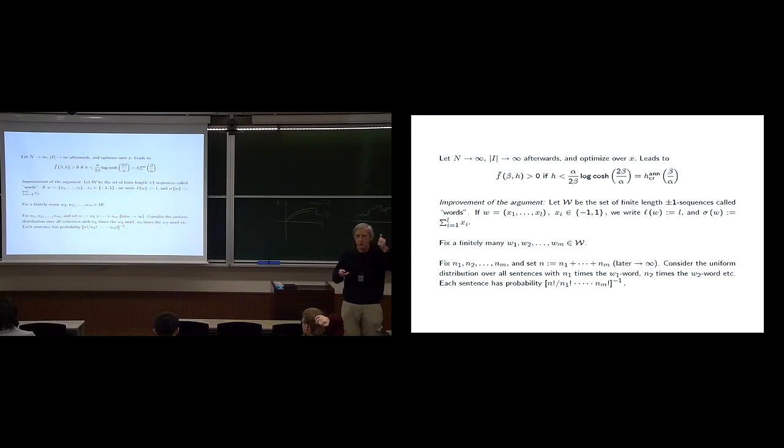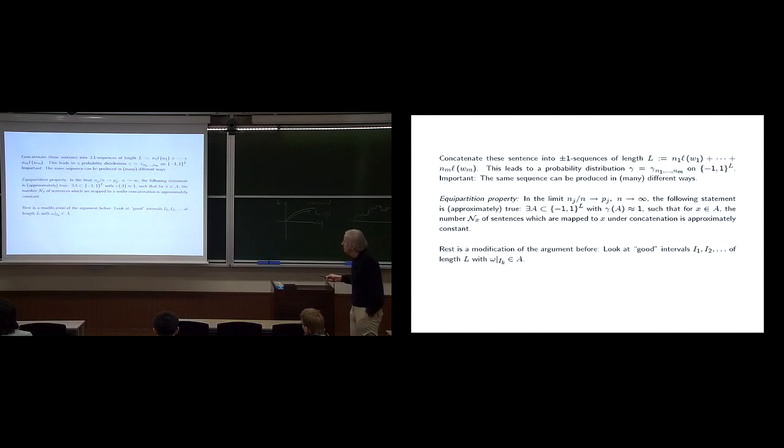So 3 words, something like Kyoto is beautiful. And then I'm fixing numbers here, n1, n2, up to nm. So for instance, 50 times Kyoto, 30 times is, and 20 times beautiful. And then I'm looking at all sentences I can make with these 3 words, taking 50 times Kyoto, etc. And then I'm taking the equal distribution on all the sentences I can make. Of course, the number of such sentences is a binomial factor here. So I'm just taking equal distribution on that. Now, what I can do is I concatenate these sequences, and then I'm getting a plus minus 1 sequence of this length here.